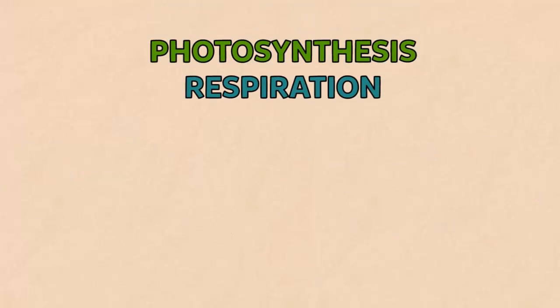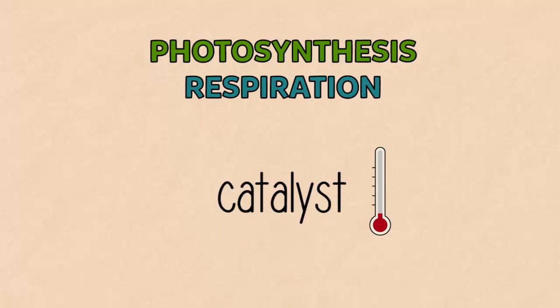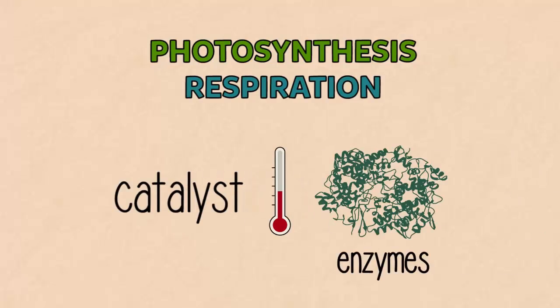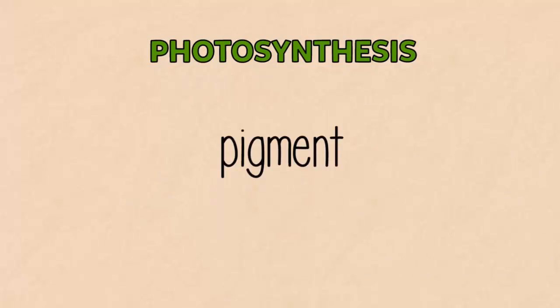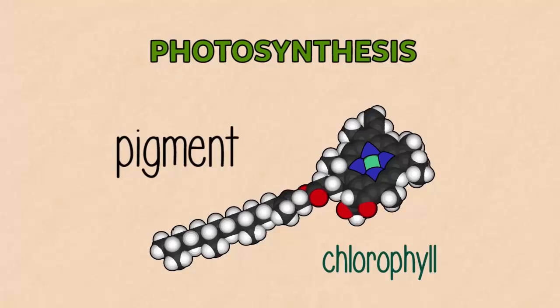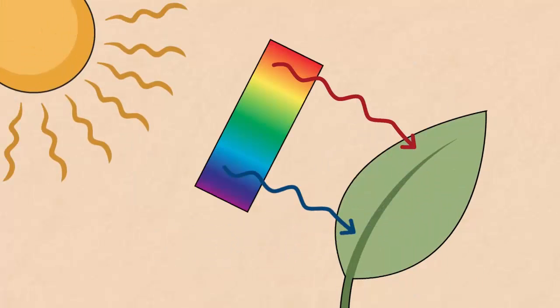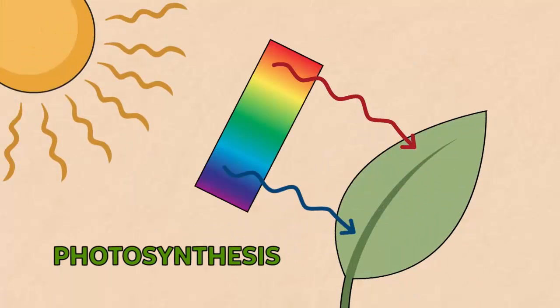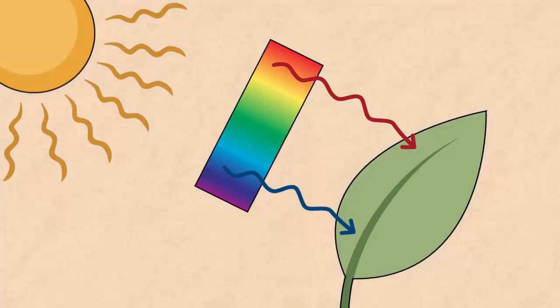Let's look at these two processes more closely. They both need catalysts to enable them to work at normal temperatures. These catalysts are called enzymes. Photosynthesis also needs a pigment called chlorophyll. The active site is a magnesium atom, coloured green in this model, which absorbs blue and red light from the sun spectrum to drive the photosynthesis reactions, leaving the green light to be reflected, making the leaves look, well, green.